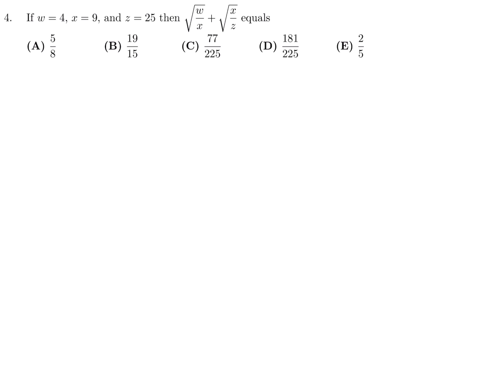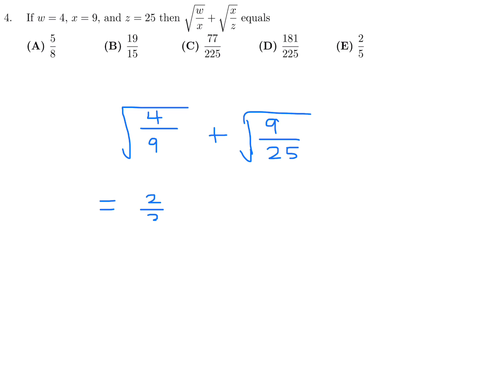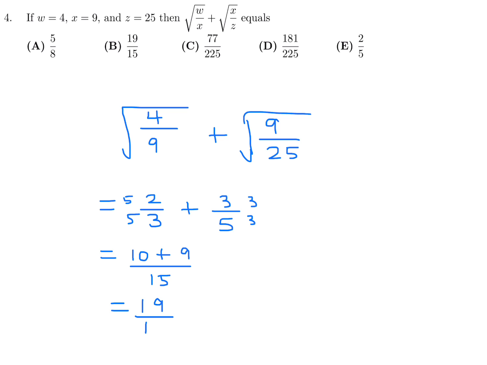If w is equal to 4 and x is equal to 9 and z is equal to 25, then what is the value of the root of w over x plus the root of x over z? 4 over 9, the square root, plus 9 over 25, the square root. And this will be 2 over 3 plus 3 over 5. Adding the fractions, 3 top and bottom, 5 top and bottom, we get 10 plus 9 over 15. And that is equal to 19 over 15. So number 4, the answer is B.